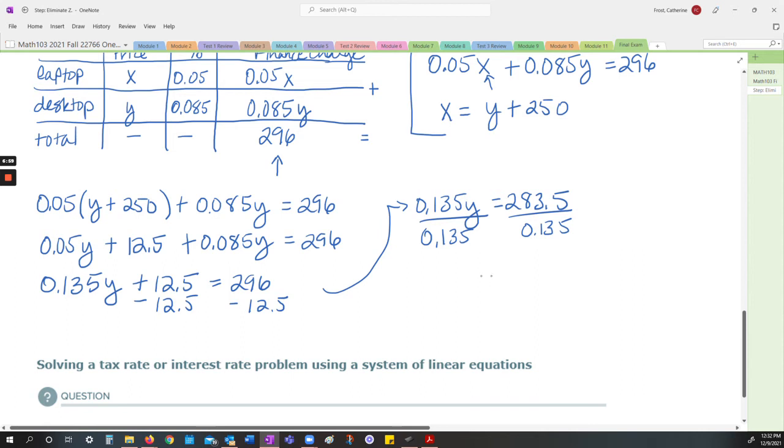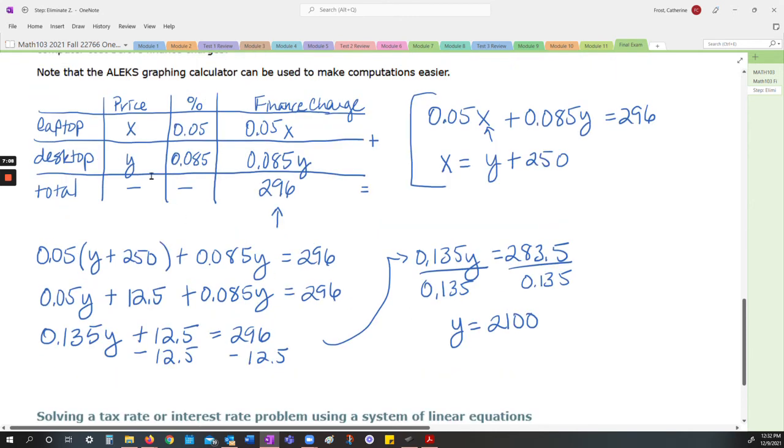So y equals 2100. And so we have to look and see what y was. That was the cost of the desktop. So the desktop cost $2,100, which doesn't seem unreasonable, depending on what kind of desktop you're getting. So then we still need to figure out how much the laptop costs. So the laptop costs $250 more, right? So 2,100 plus 250 is equal to $2,350 for the laptop.